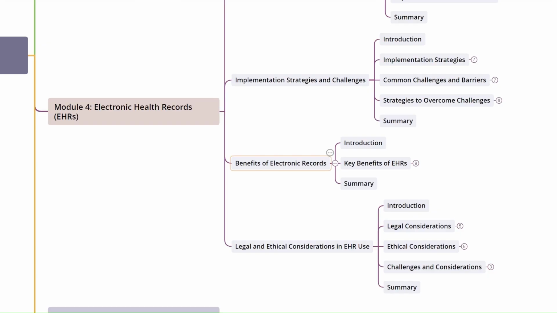For healthcare providers, EHRs improve efficiency by streamlining workflows, reducing paperwork, and providing quick access to critical patient information. They also support clinical decision making by integrating evidence based tools, which can help improve diagnostic accuracy, suggest treatment options, and flag potential adverse interactions.